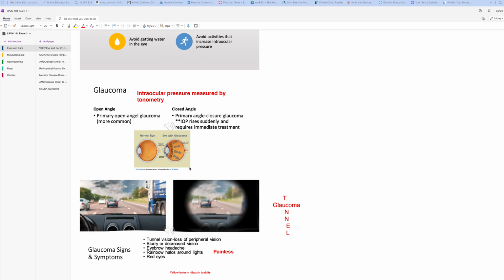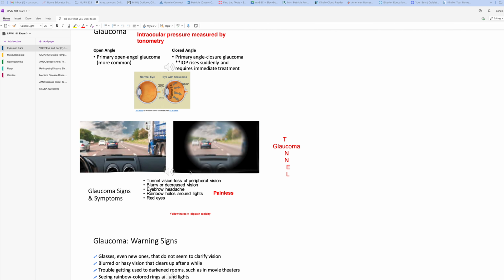Glaucoma. So intraocular pressure is measured by tonometry. Okay, so there's primary open angle and there is primary angle closure glaucoma. And this happens when the intraocular pressure rises suddenly and requires immediate treatment. Okay, and this is the type that presents with pain. So with glaucoma, they have tunnel vision. And how I remember this is the U in glaucoma can also be used for tunnel. That's how I remember. So the signs and symptoms, blurry or decreased vision.